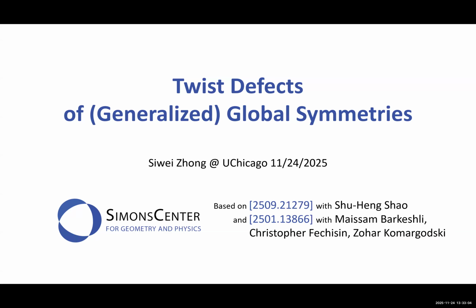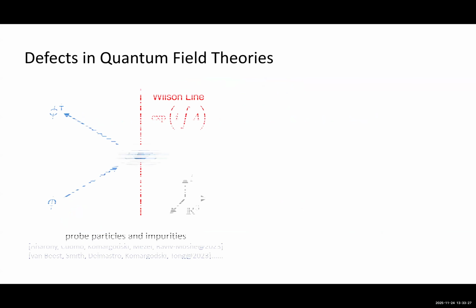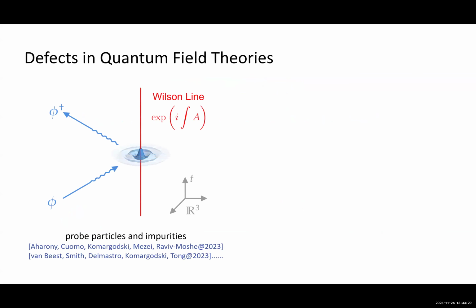Well, okay, I'm going to talk about the twist defect. I realized when I prepared the slides that this title actually conveys too much information at once. There are defects, there are twist defects of global symmetries, and there are generalized global symmetries. So after second thought, I decided to start by unpacking this title step by step so I don't get lost. Now, defects in quantum field theories have a very long history of research.